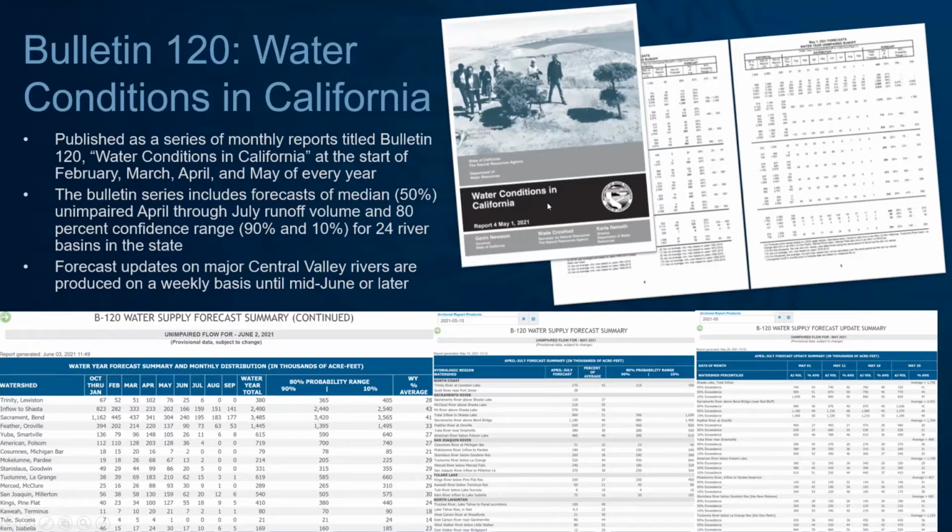I should mention that the Bulletin 120 is a forecast for about 24 different watersheds throughout the state, basically from the upper watershed of the Sacramento Basin all the way down through the Kern, as well as the North Lahontan region.